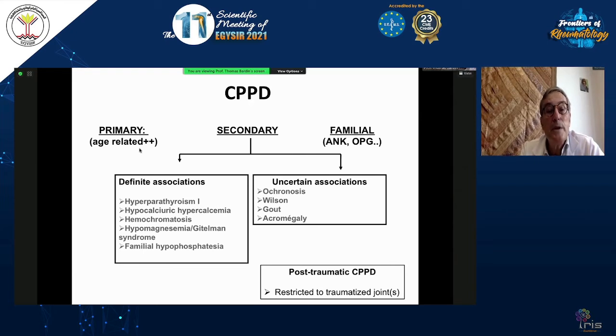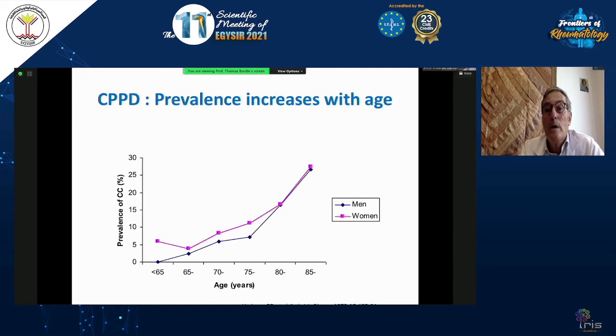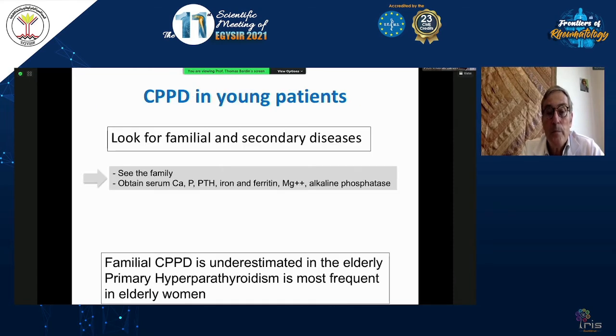But most of the CPPD disease we see in the clinic is primary, and this is a disease primarily of the elderly. Indeed, the prevalence of CPPD increases with age, and many studies have shown the same thing, and you see it in this one. When you reach, for example, 80 years of age, you have almost one chance over 5 to be diagnosed with CPPD, whereas the disease is very, very rarely seen before 65 years of age.